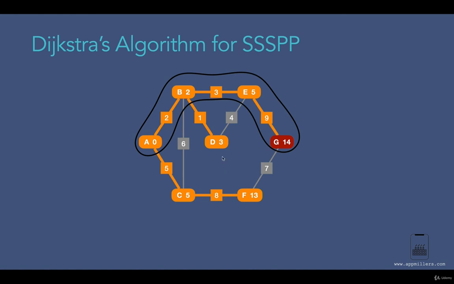So in this lecture we have learned how Dijkstra's algorithm works in case of weighted graph for the single source shortest path problem. So hopefully everything is clear about the logic behind Dijkstra's algorithm.